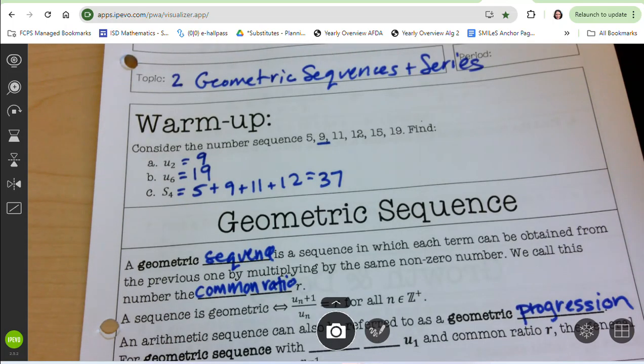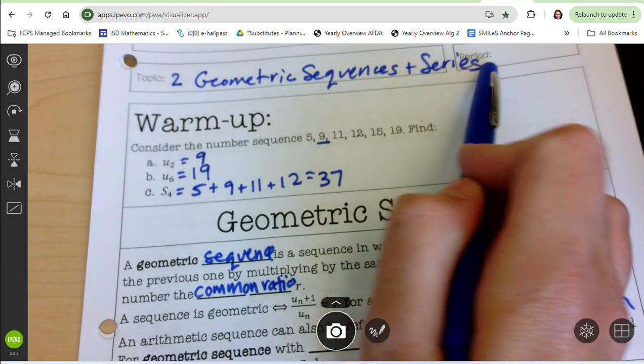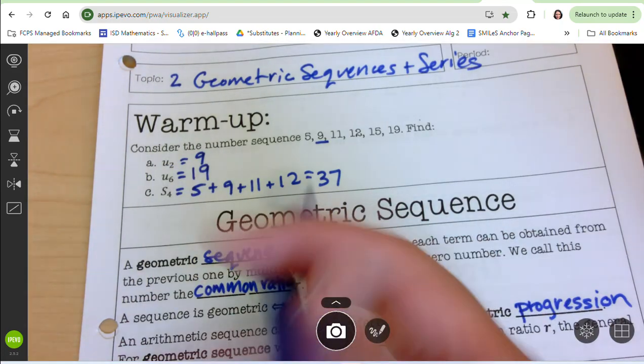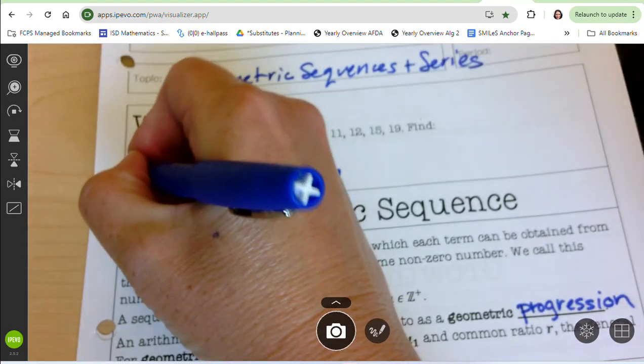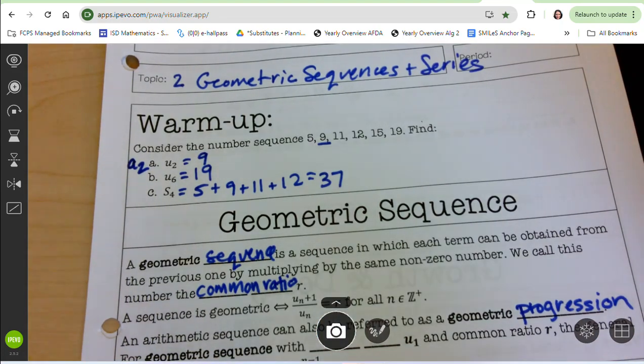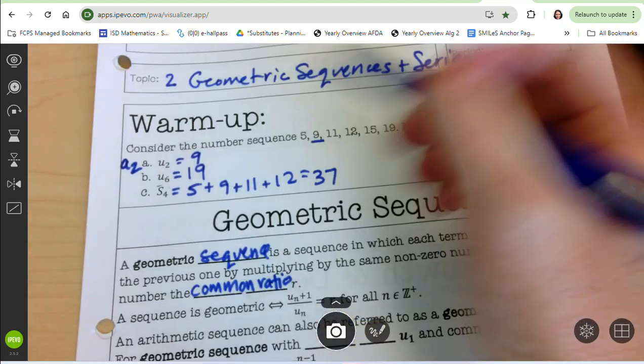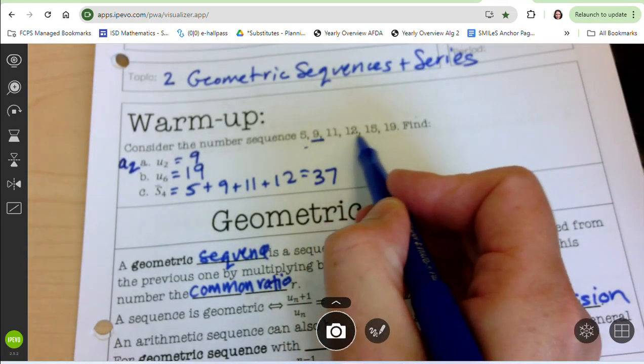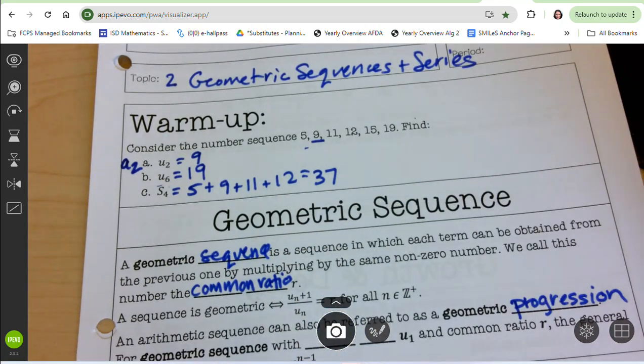Right, so our notes today are topic 2, geometric sequences and series. We already did the warm-up, and we said u sub 2 is another name for a sub 2, and they both mean the second term, so we got 9. This would be your sixth term, which is 19, and s sub 4 is the sum of the first 4 terms, and we got 37.